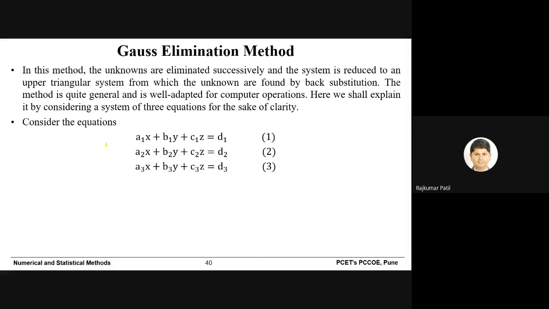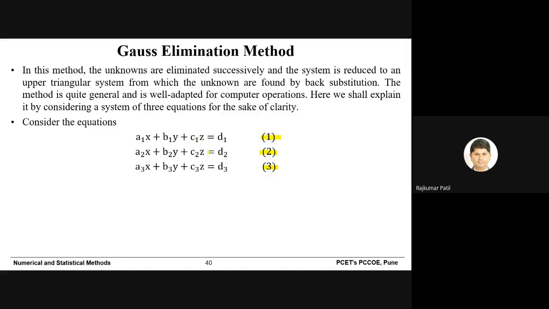Suppose there are three equations, let's say equation number 1, equation number 2, and equation number 3. So we have three equations and three unknowns. Unknowns are x, y, and z. So three equations, three unknowns. So we can guess that we can solve this particular problem. And how to calculate the values of x, y, and z?